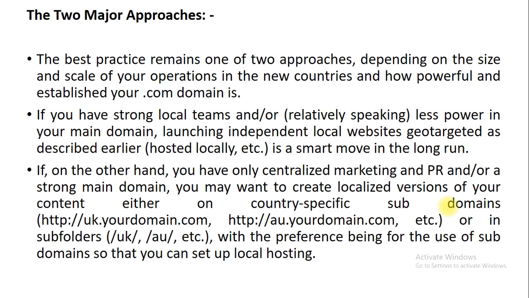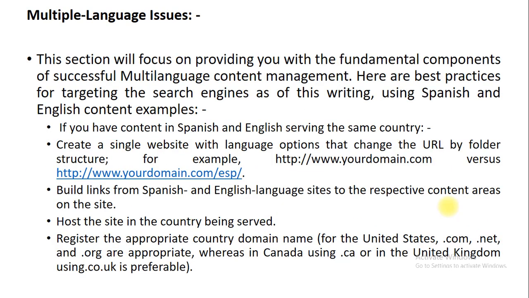There are two options using which you can expand your business. Number one, you have a strong local team which has less power in the main domain, and you launch an independent local website which is geo-targeted. And similarly, on the other hand, you have a centralized marketing team and public relations manager and a strong domain, so that you can create a local version of your business. So these two approaches can be used for the local business and enhance it into the country-wise domain.